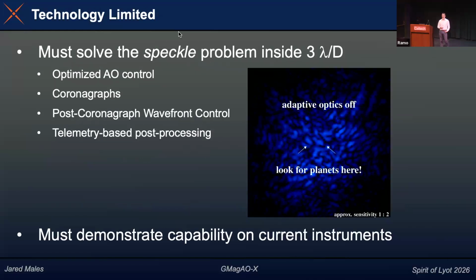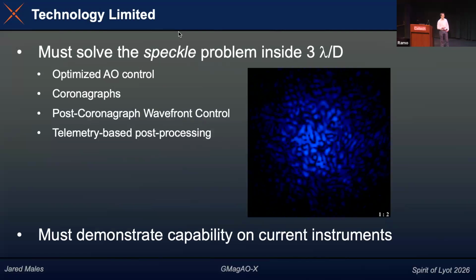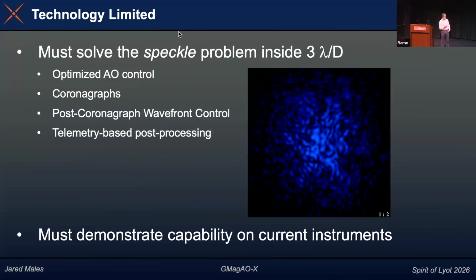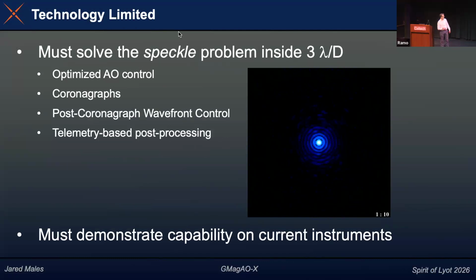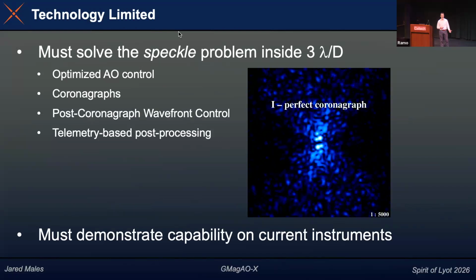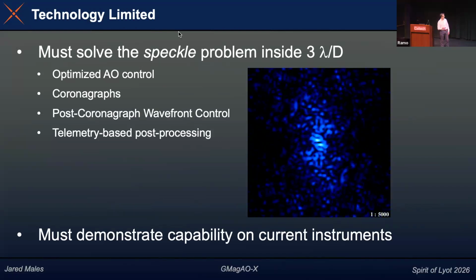So this means we need to solve this problem we all have with speckles inside 3 lambda over D. And this is an aspirational physics-based illustration, not really representative of any instrument. It's just a standard AO loop closing, and then we're going to put in an ideal coronagraph. So this is excellent wavefront control, no non-common path aberrations. Still can't see these fake planets that I've injected.